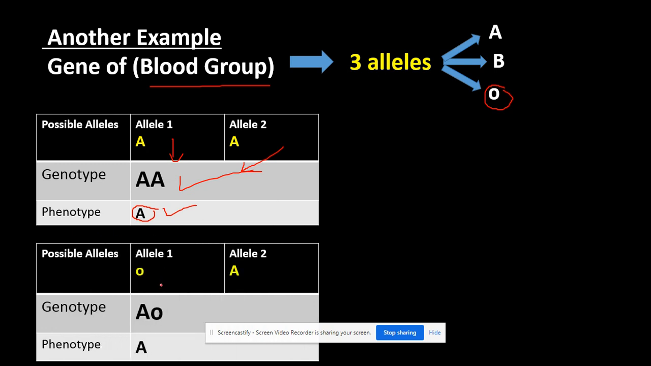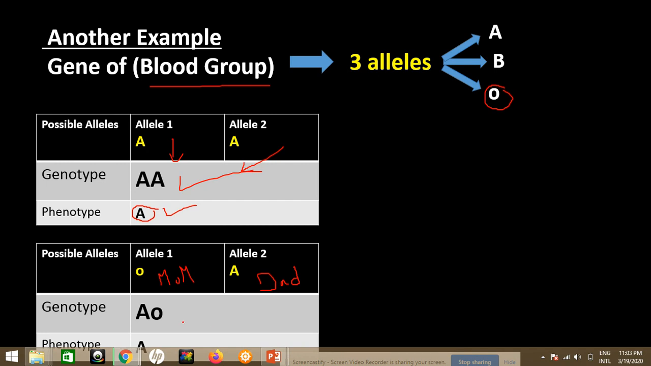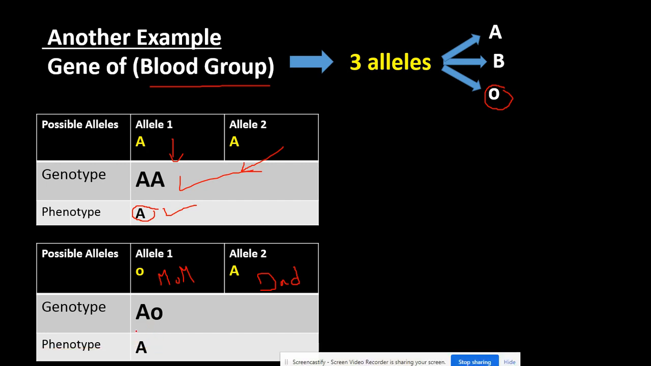This is another example also. One from mom, which is the O, and from dad, capital A, because this is the dominant A. Now, in your genotype, you have both, right? You have AO because you got this from dad and you got this from mom. But in your phenotype, only A is shown. So in your phenotype, you have blood type A only. Why? Because A is dominant. O is recessive, so it's not shown in the phenotype. It's only there in your genes, but in your phenotype, it's not shown.